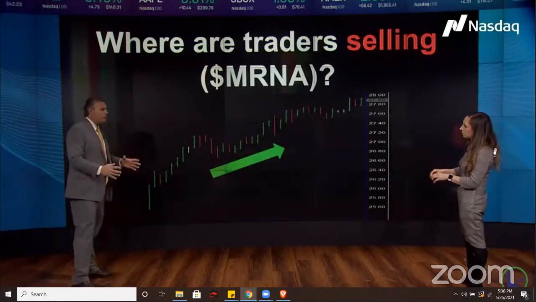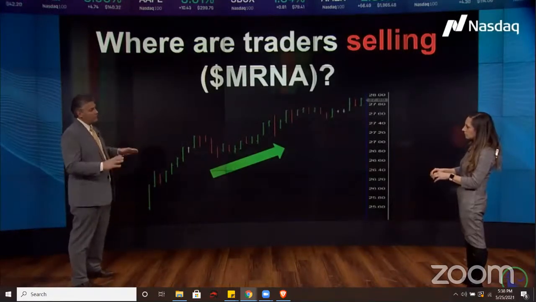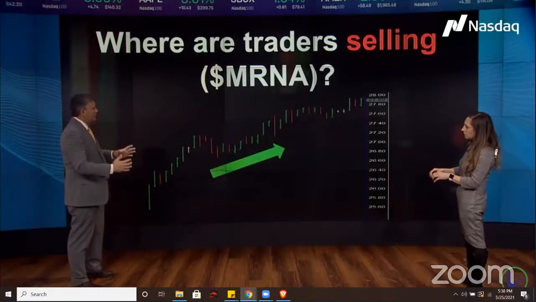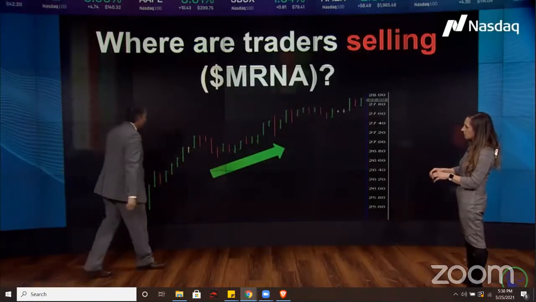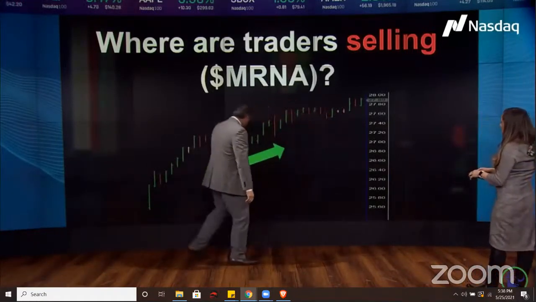The main goal about Total View is you have to understand how it works, how to know where the buyers and sellers are. It's all about supply and demand. That's why it's such a great tool. So we're looking at a chart right here, and the first thing people notice is the stock's going up beautifully.